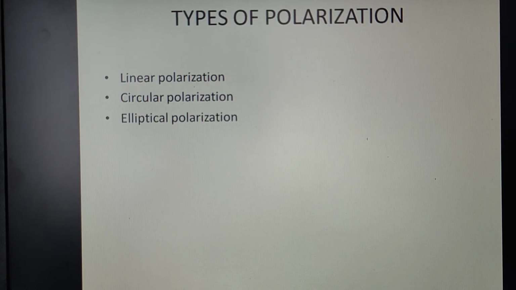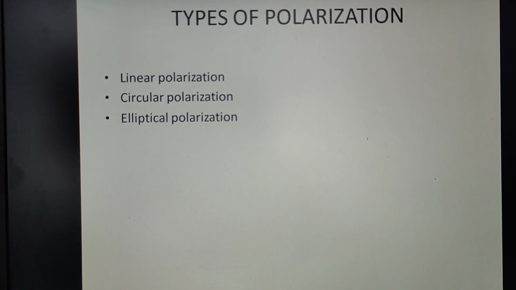Then we have the next one, elliptical polarization. Elliptical polarization means the resulting combination of the particular components will generate a resultant wave of an ellipse. So the electric field of light describes an ellipse. Describe means the electric field shows that it is moving in the shape of an ellipse.